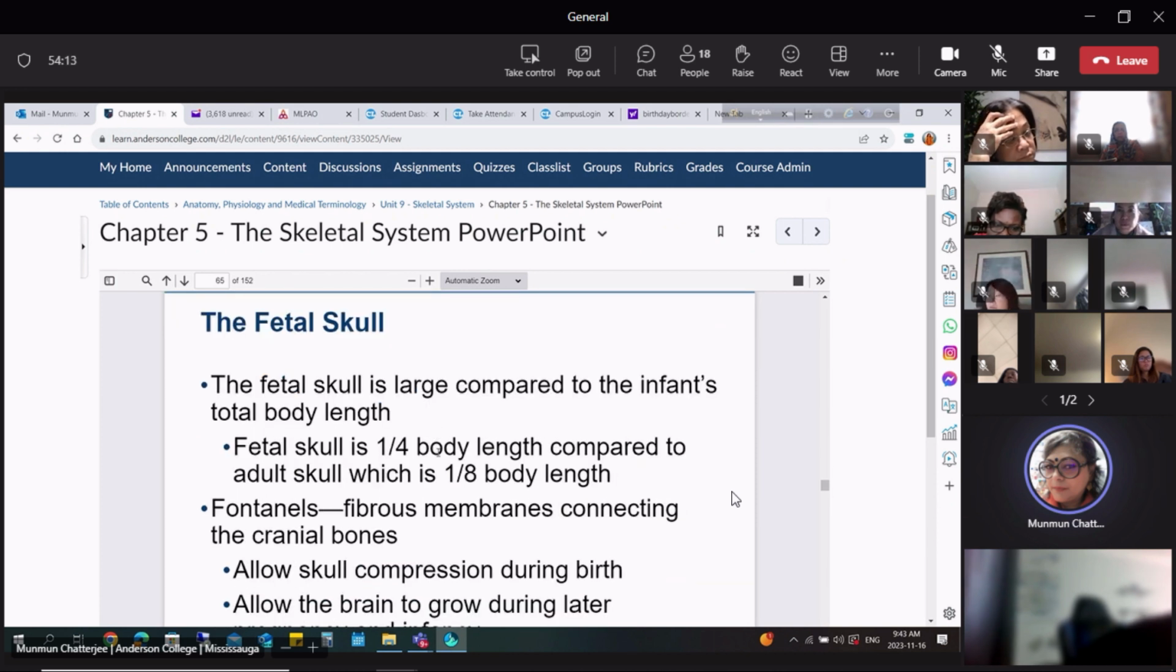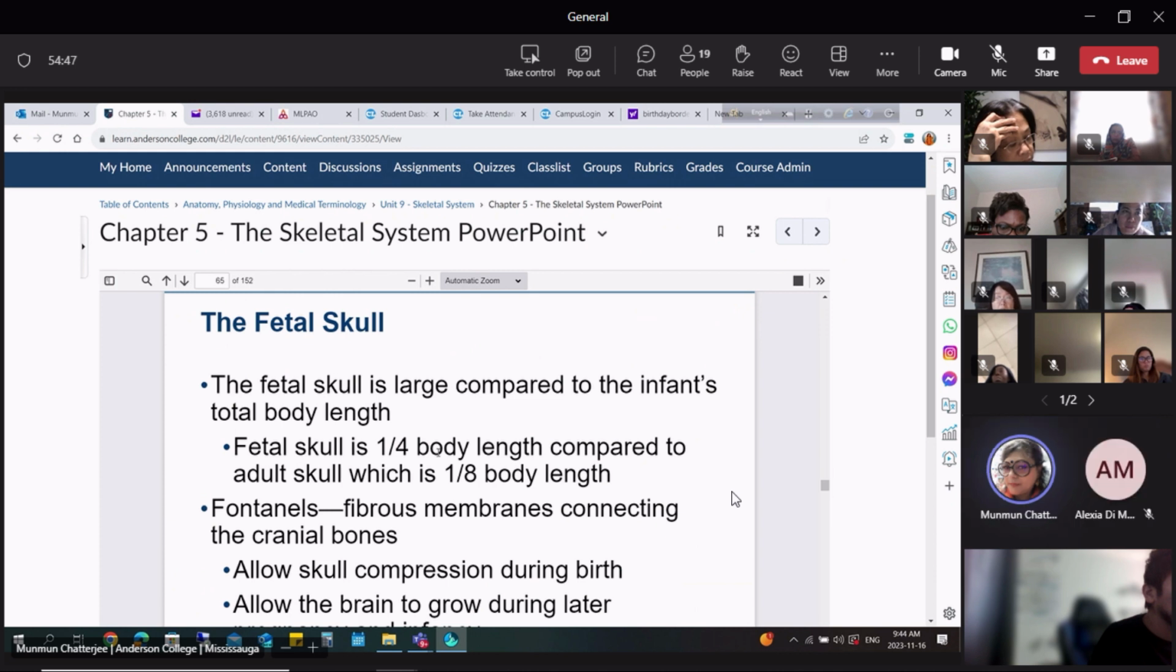Now we come to the fetal skull. The fetal skull is large compared to the infant's total body weight. That's why, during birth, if the skull can come out, the body can come out. The skull is huge compared to the infant's body length. It is 1/4 of the body length, compared to the adult skull, which is 1/8 of the body length. Our skull is 1/8 of the body length, while the fetal skull is 1/4 of the body length.